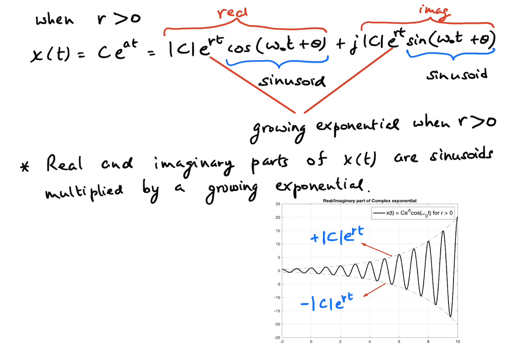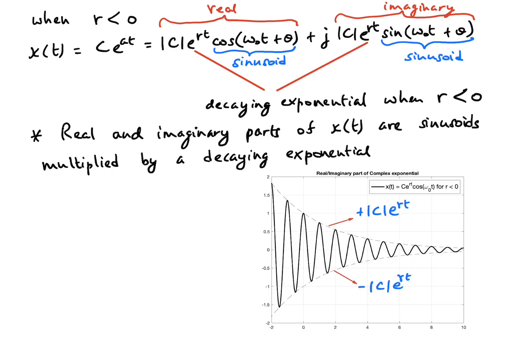Next, we will see the case when the value of r is less than 0. So we have here what happens when r is less than 0, or negative. In this case, the e power rt term is going to be a decaying exponential. As t increases, e power rt is going to become smaller and smaller. So the terms in the real and imaginary parts represent a decaying exponential, and that occurs when we choose r to be negative, that is less than 0.